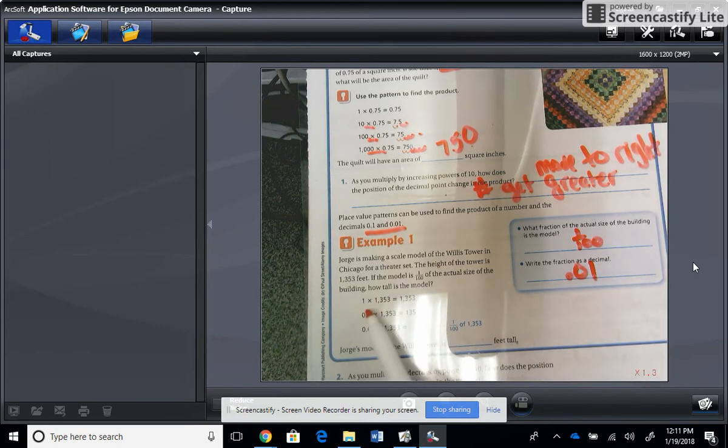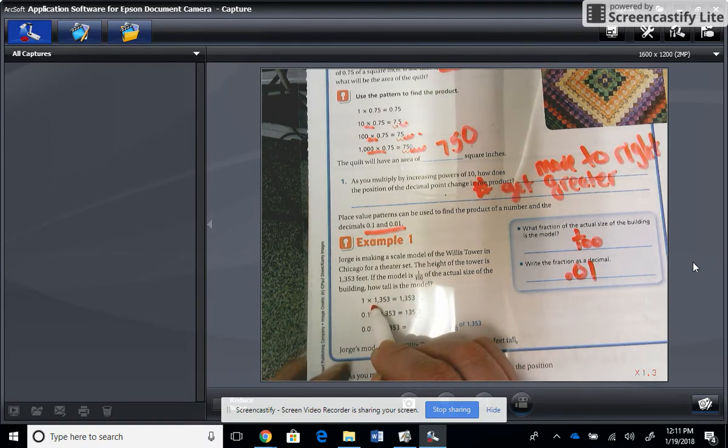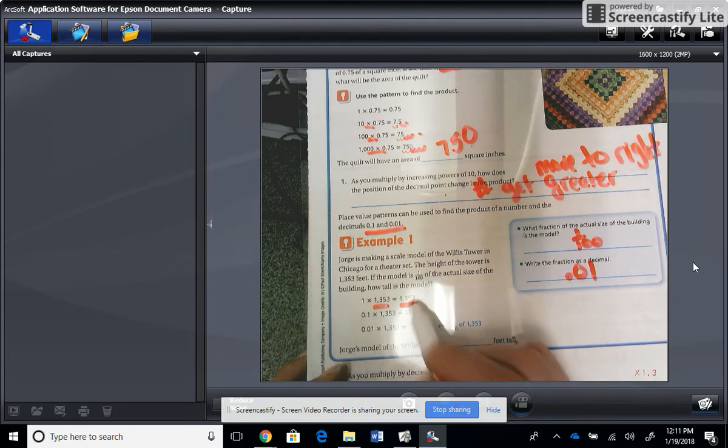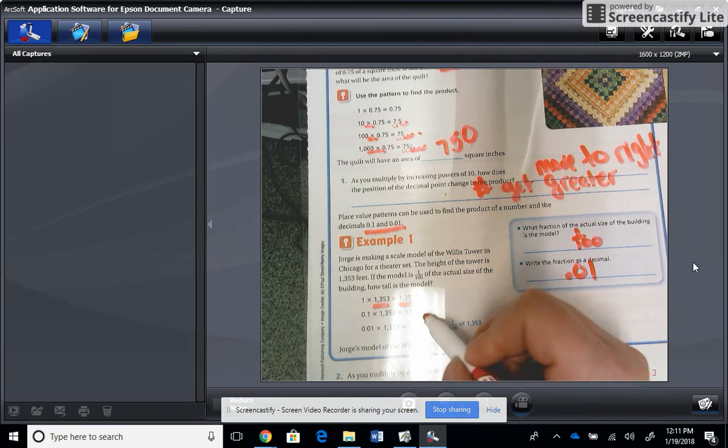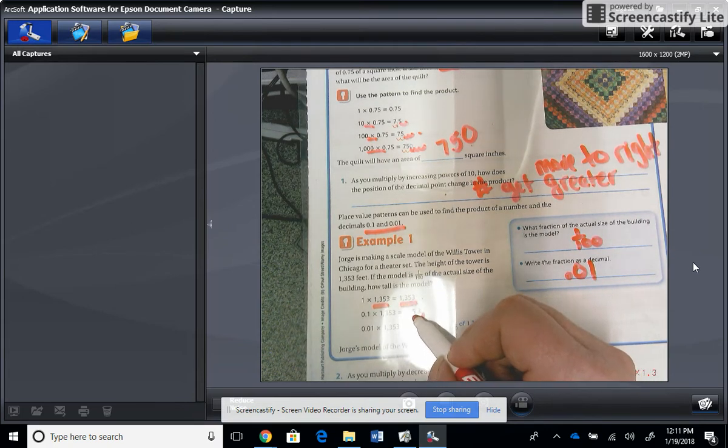So when we look at it, 1 times 1,353 equals 1,353. Identity property. But you notice again, my factor number and my product number, taking it times a base 10, the digits did not change. If I take it times a 10th, times 1,353 equals 135 and 3/10ths. Notice my digits didn't change, but my value did. I moved the decimal to the left.